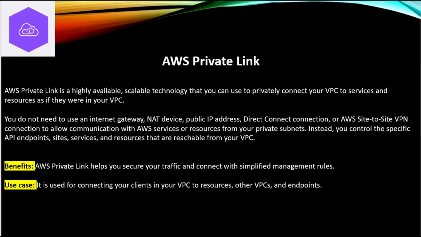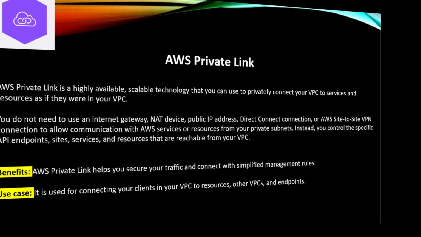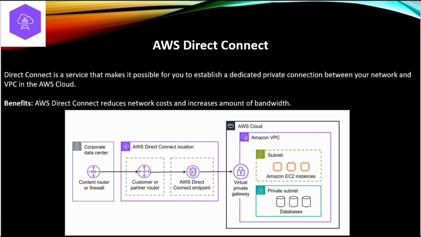Instead, you control the specific API endpoints, sites, services, and resources that are reachable from your VPC. The benefits include AWS Private Link helps you secure your traffic and connect with simplified management rules. And if we talk about use case, it is used for connecting your clients in your VPC to resources, other VPCs, and endpoints. Now let's talk about another way to connect, that is AWS Direct Connect.